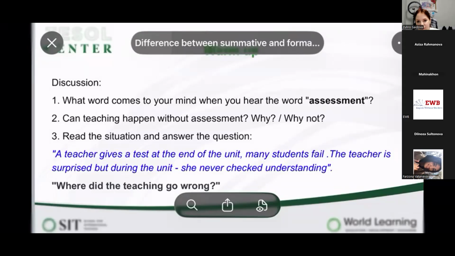Now let's think about this situation a little bit. Teacher gives a test at the end of the unit and many students fail. Teacher is surprised because she says that during the unit she never checked the understanding. And where did the teaching go wrong? Why did students fail? Because she never checked understanding during the lesson. Yes, I think so, correct. The teacher went wrong because the teacher did not check understanding during the unit.